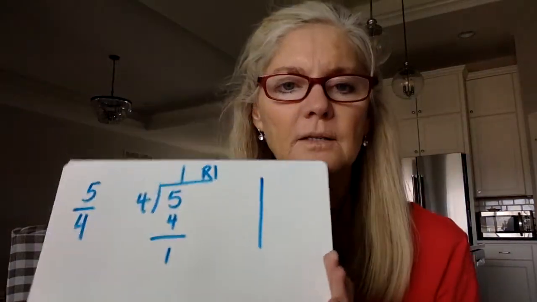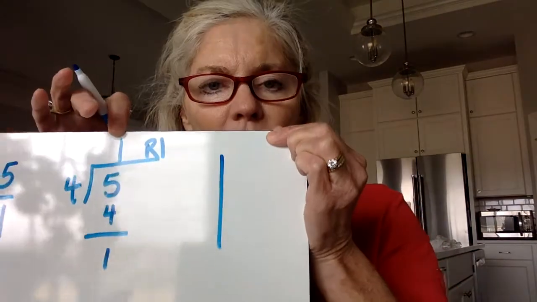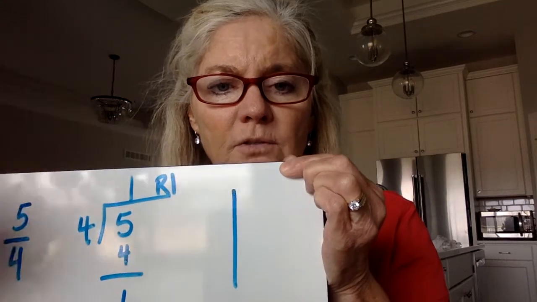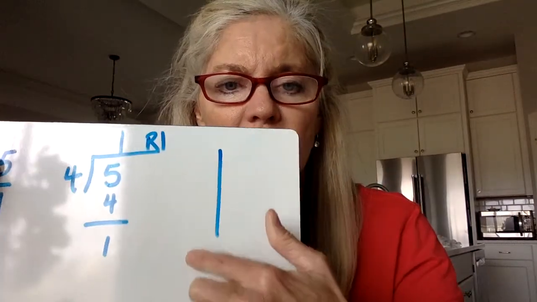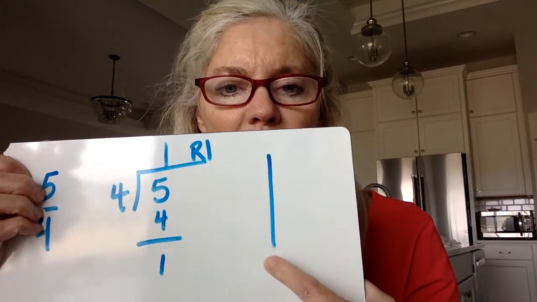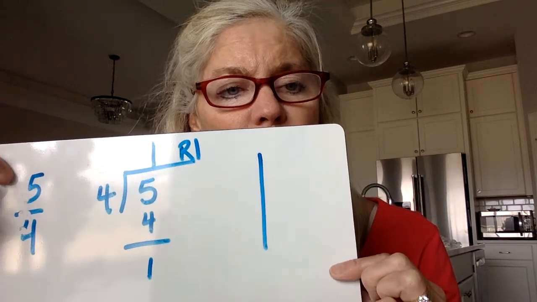Okay. The quotient was the answer of a division problem. It was 1. 4 goes into 5 once. So that number 1 now becomes our whole number in the mixed number. Remember, a mixed number is going to have a whole number, that's the 1, and then it's going to have a fraction.